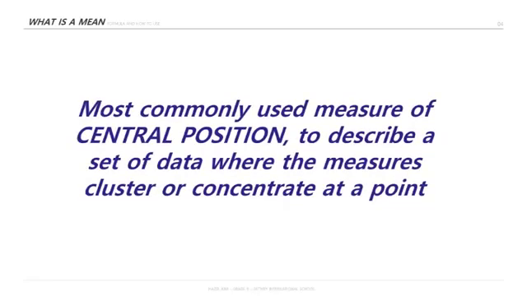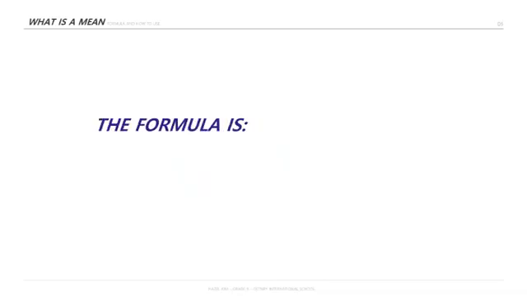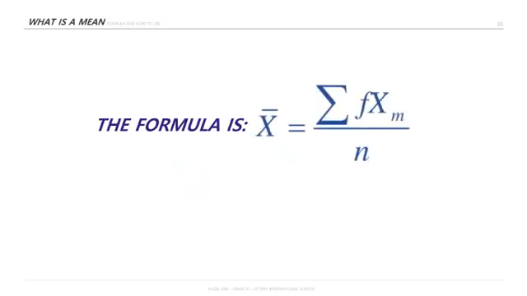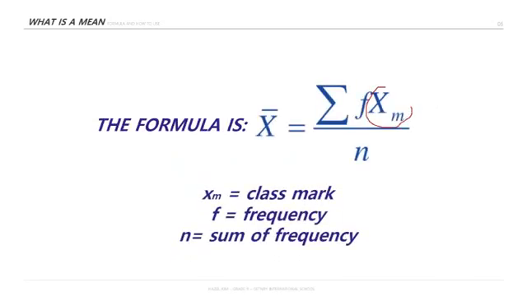The mean is the most commonly used measure of central position to describe a set of data where the measures cluster or concentrate at a point. So the formula is like this, where xm is the class mark, f is for the frequency, and n is for the sum of frequency.